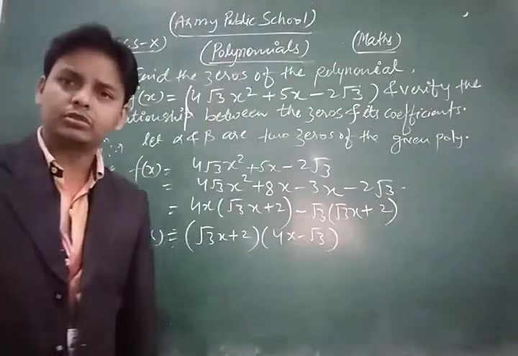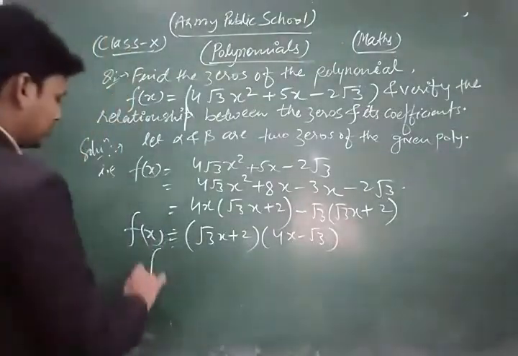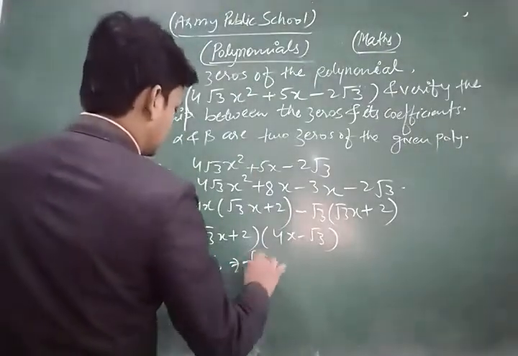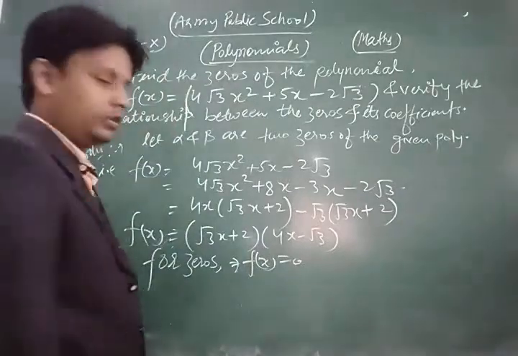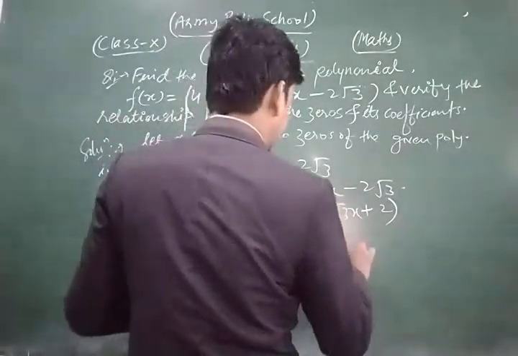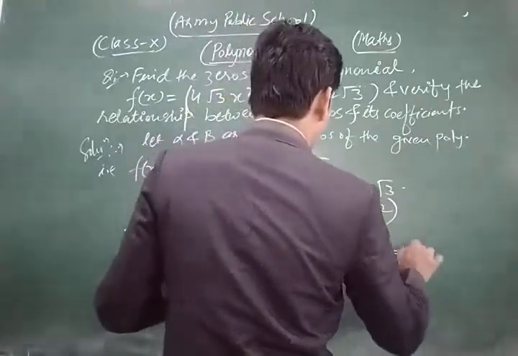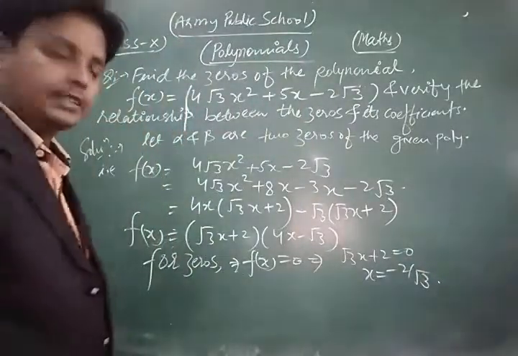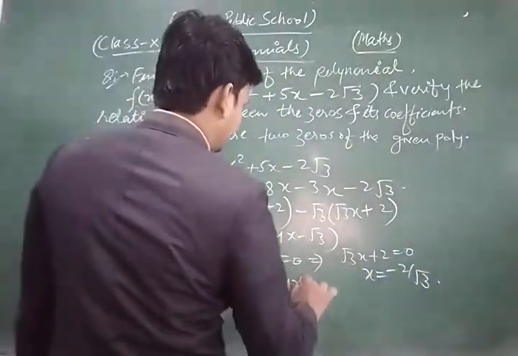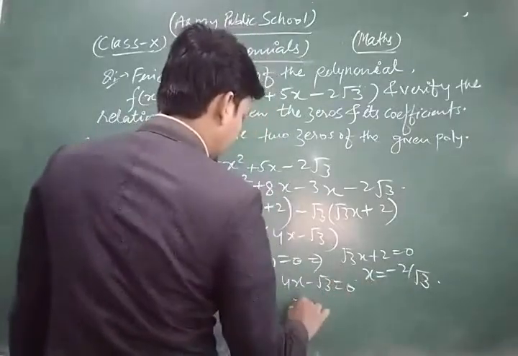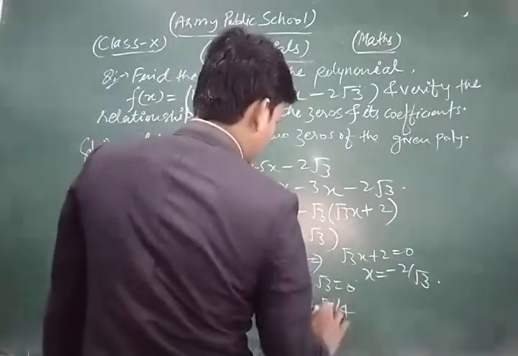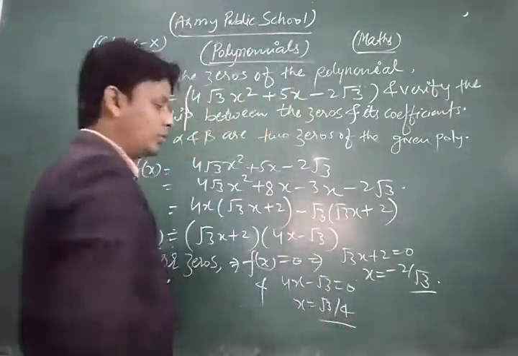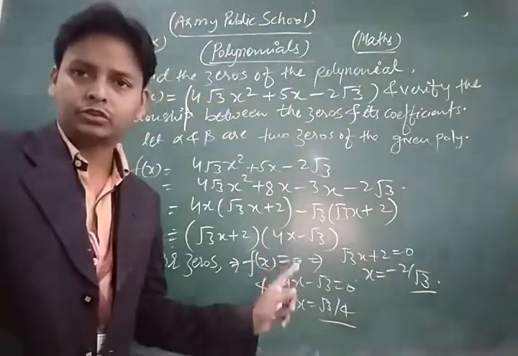Now we find the zeros. So dear students, for zeros we must take f(x) equal to 0. So we get root 3 x plus 2 is equal to 0, so x is equal to minus 2 upon root 3. This is the first zero, called alpha. And when 4x minus root 3 is equal to 0, then x is equal to root 3 by 4, called beta. So this is the value of alpha and this is the value of beta. This is the solution of the given question.